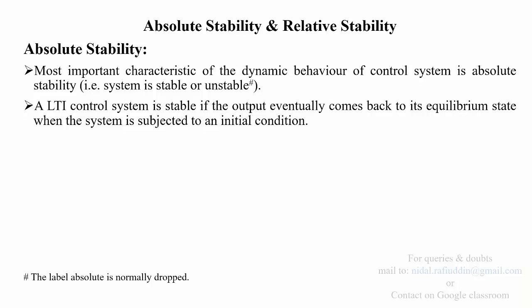So if by short circuiting the circuit, the output of the system does not deviate out of bound, or it comes back to an equilibrium state, we say that the system is stable. If by short circuiting the circuit we observe that the output goes beyond bound, or it persistently goes out of the equilibrium state, then we say that the system is unstable.